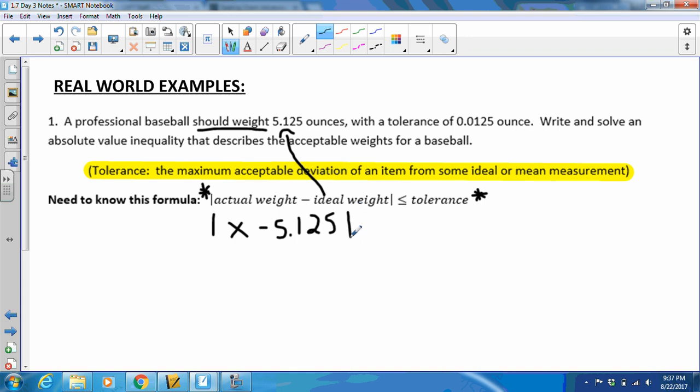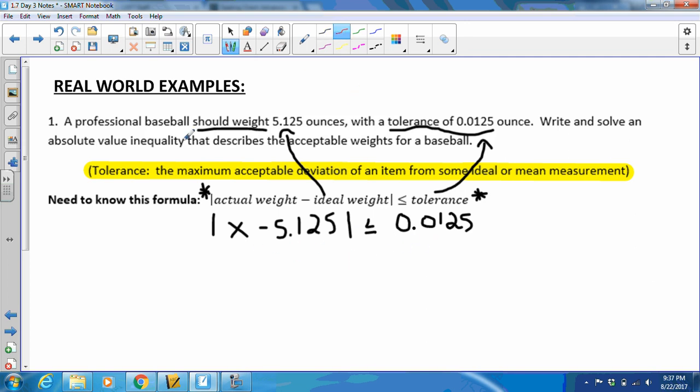Okay, we close the inequality. Now, finding the tolerance should be easy because they tell us exactly. They say with a tolerance of 0.0125 ounce. Really use those context clues, because a lot of times they'll tell you what the tolerance is. So here we just put 0.0125. This would be our absolute value inequality.